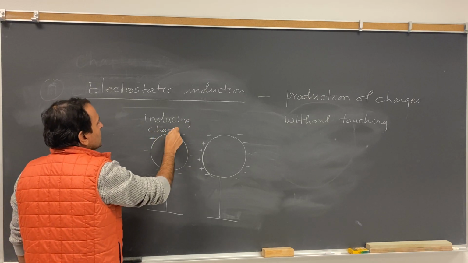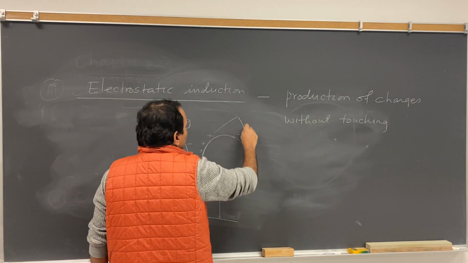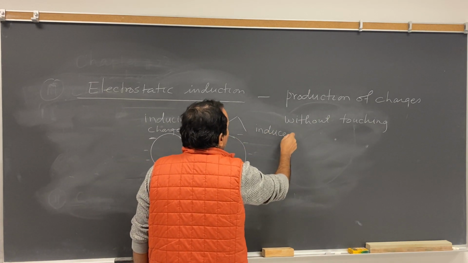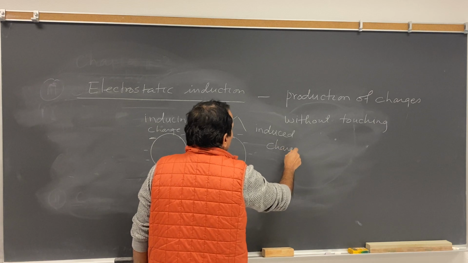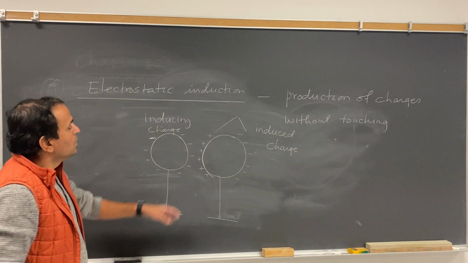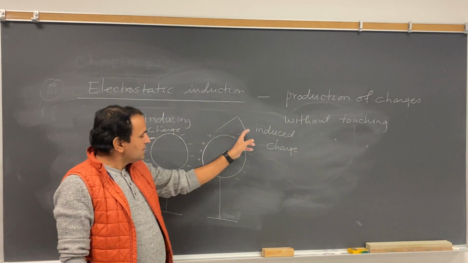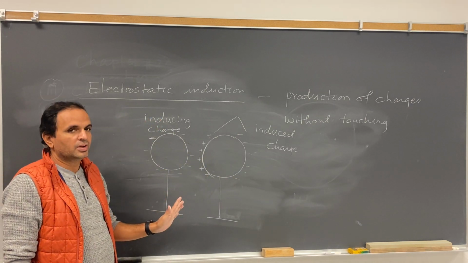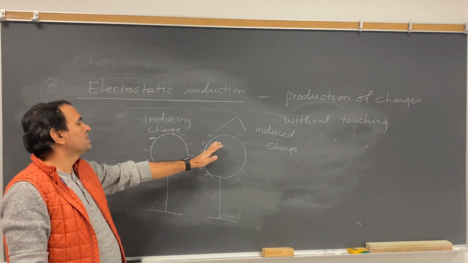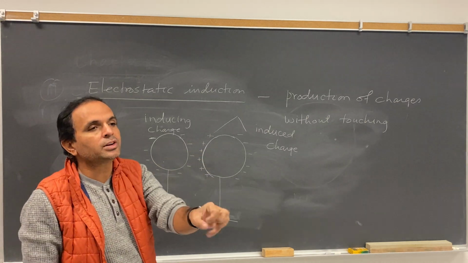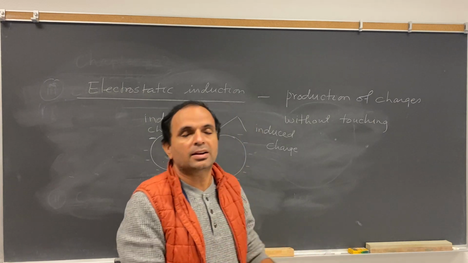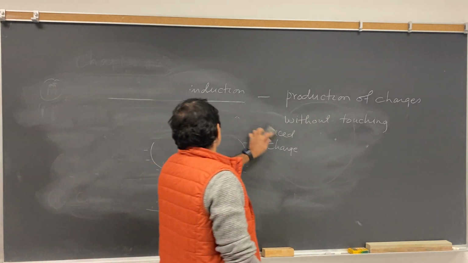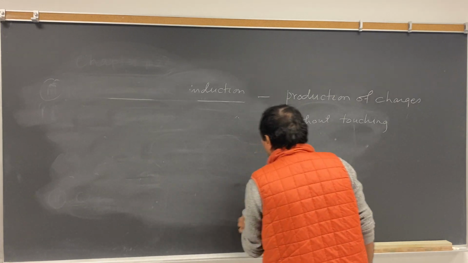This is the inducing charge. And both these two, positive charge and negative charge, together you can call induced charge. So this is induced positive charge, this is induced negative charge, but here you have an inducing charge. So you can charge the object by bringing the neutral object close to the charged object. Okay, so this is about electrostatic induction, a very brief discussion.